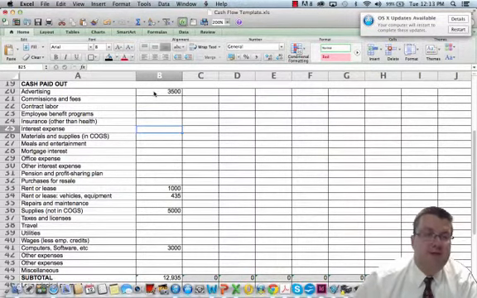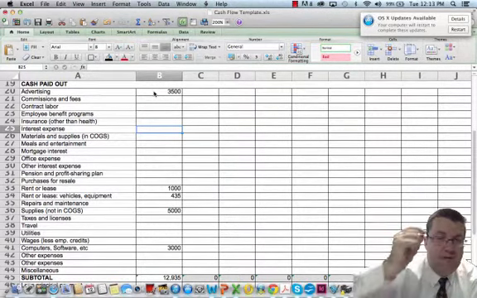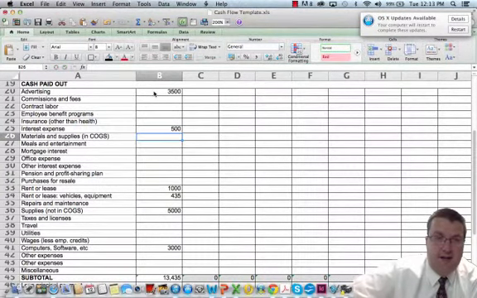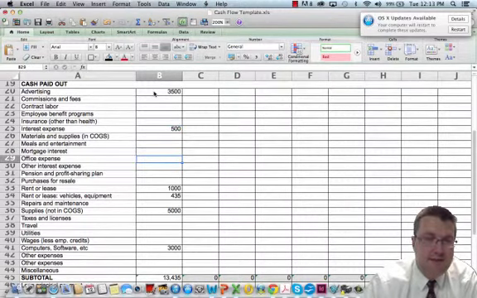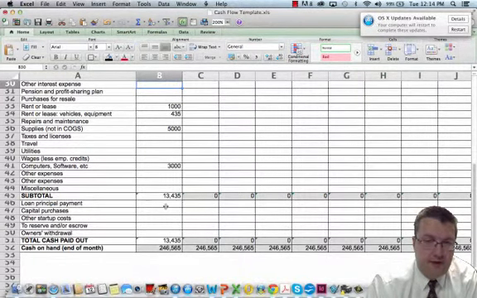Interest expense. How much interest do I have on my loan? My interest expense for my loan, let's say I'm rough estimating, I didn't do much research on this. Let's say I spend $500 on interest, so that way I know I have that as an expense.